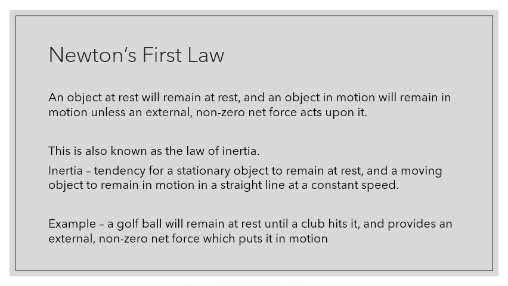Inertia is a tendency for a stationary object to remain at rest and a moving object to remain in motion in a straight line at constant speed. For example, a golf ball will remain at rest unless a club hits it and provides an external, non-zero net force which puts it into motion.